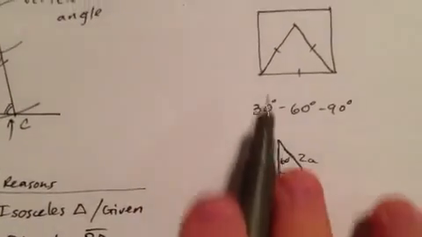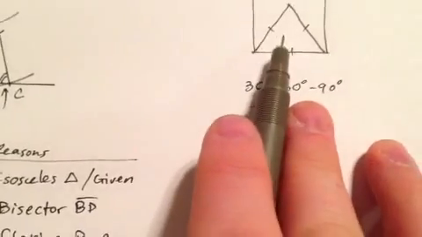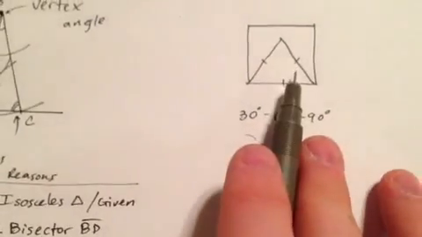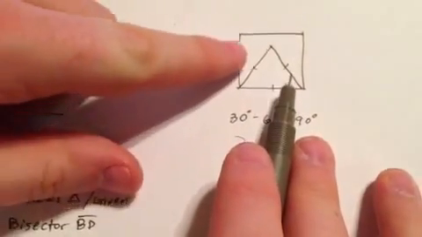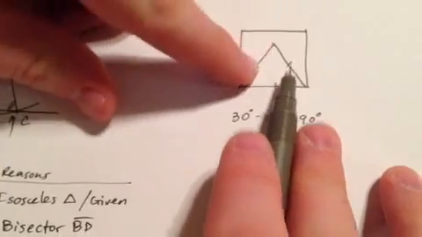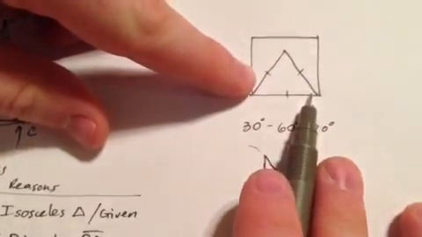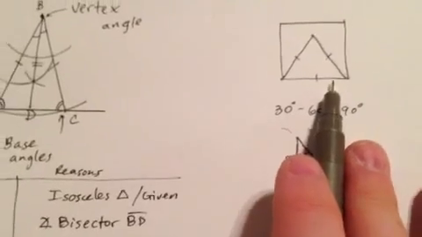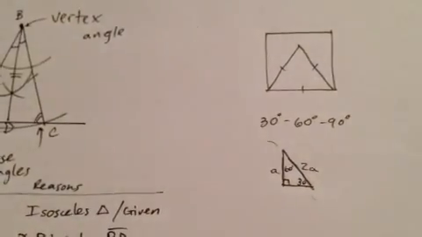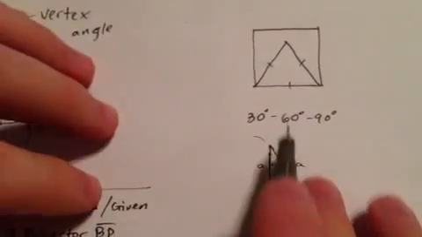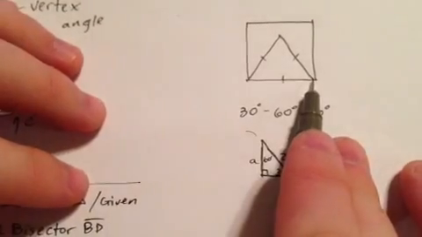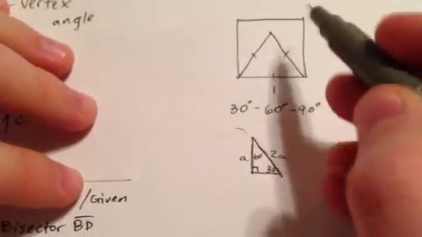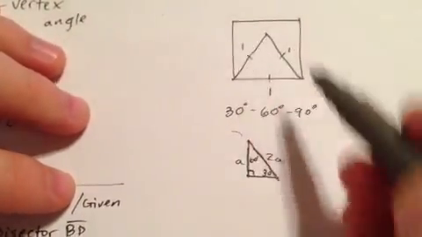So once you do that with the one 30, 60, 90, you can do it again with the other one, and what that does is that gives you these two lines, which end up being the same length as your side here. So if the side length of your original square is 1, then the side lengths of your equilateral triangle will also be 1.